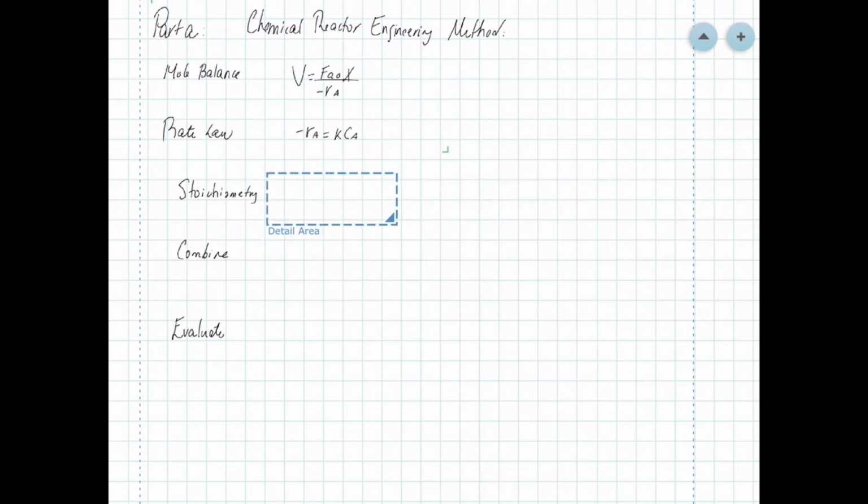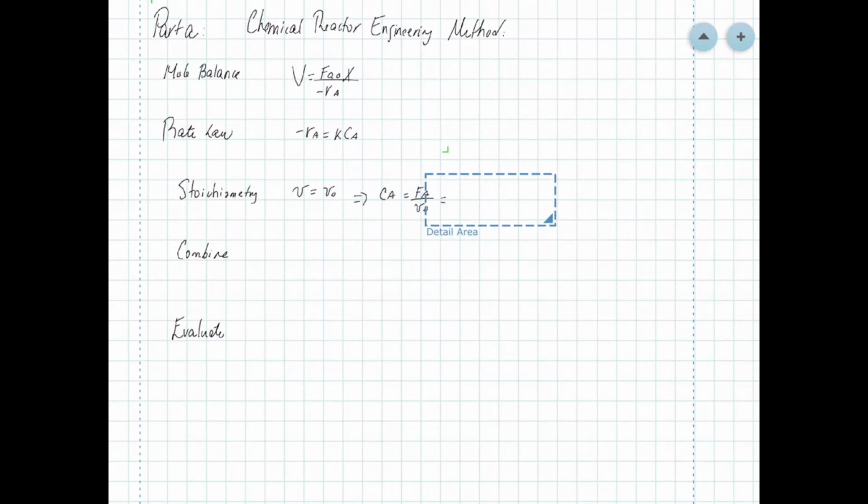In the stoichiometry, we can get from the table that for a liquid system, we can assume that the volumetric flow rate is constant throughout the whole process. Therefore, we can define the concentration in the exit as follows, and expressing it in terms of conversion, we get the following.